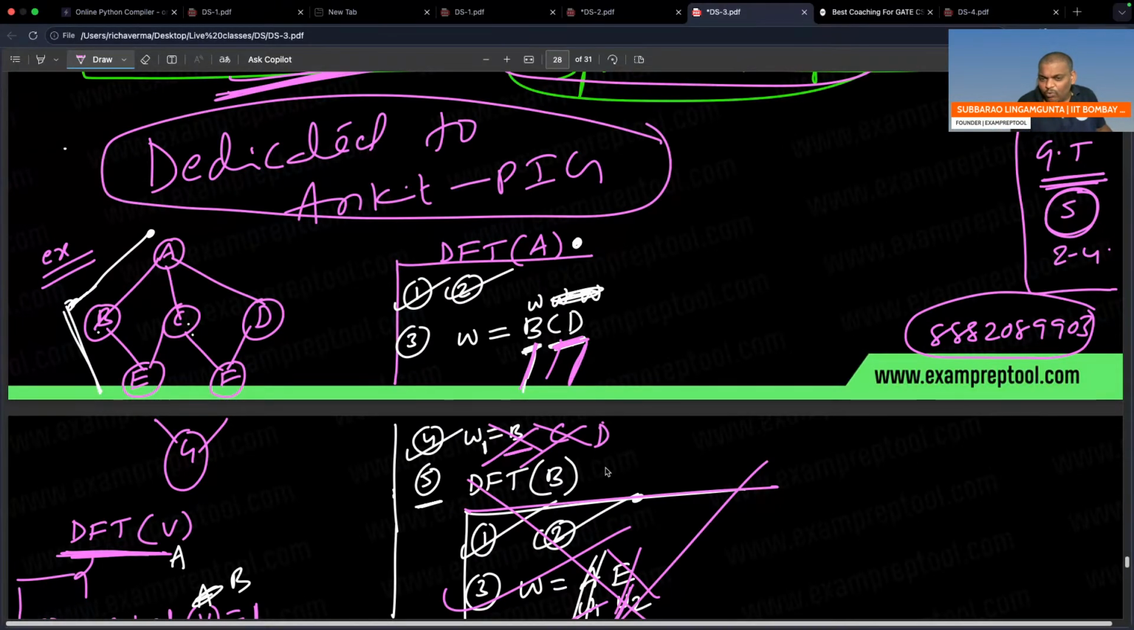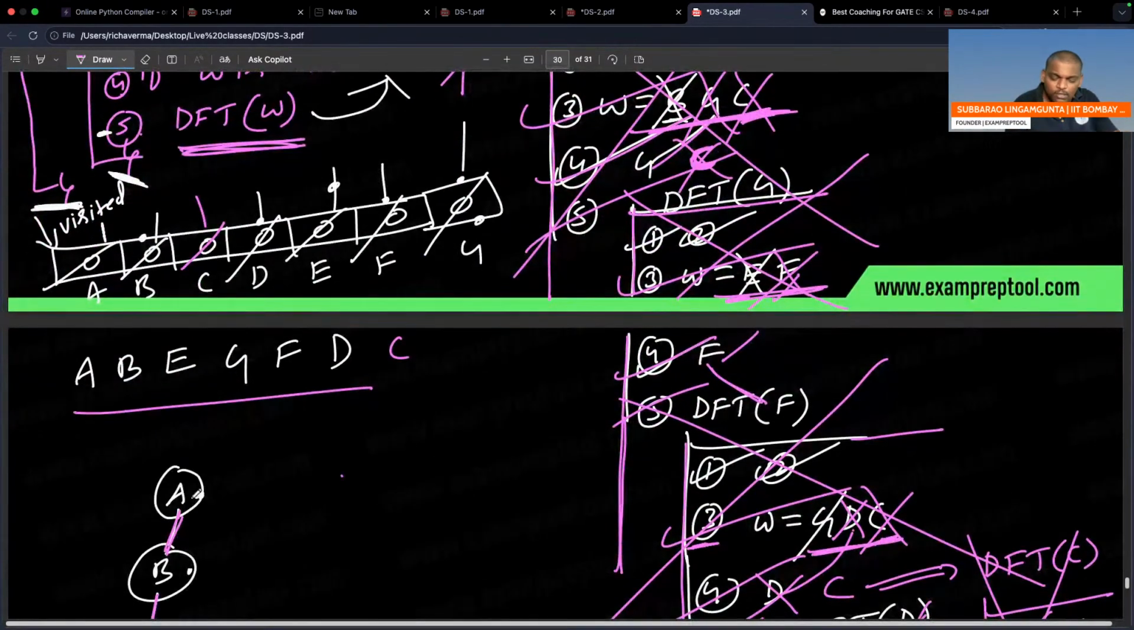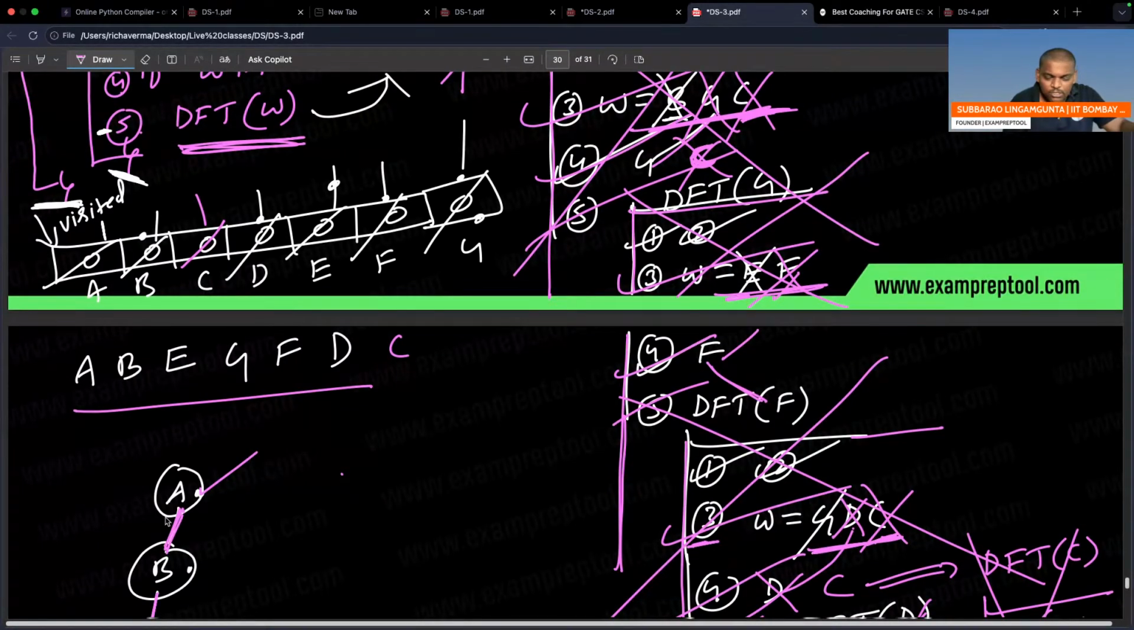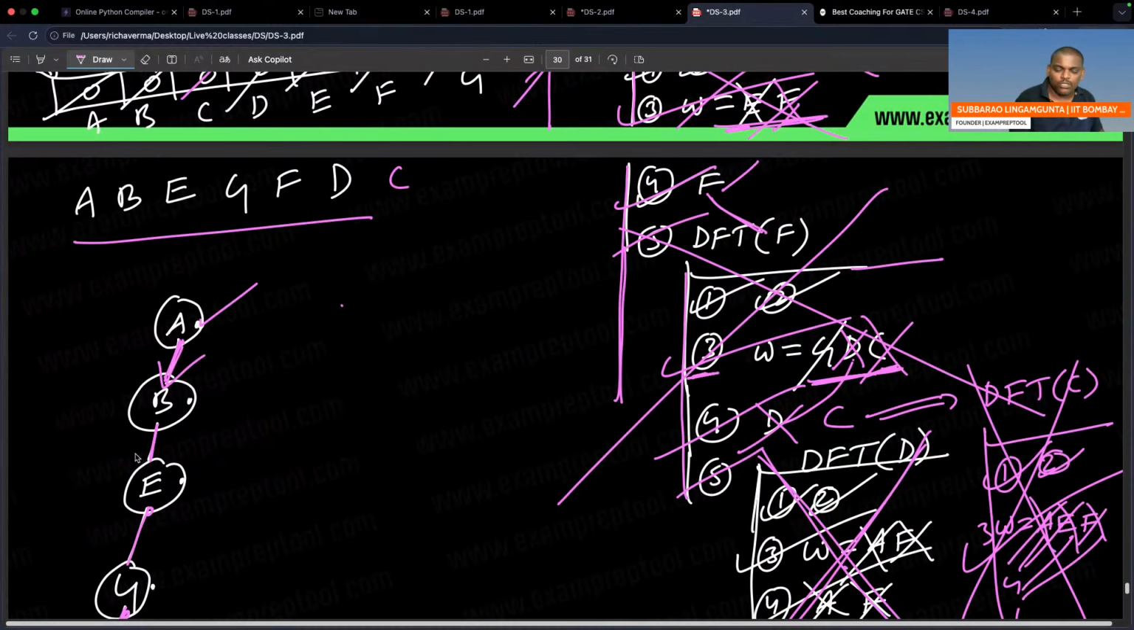Wait, anyhow, we are in the middle. Can you come back now? So these 3 are over, that means this 3 is completed. That means this A is popped out, so this A also popped out. So remember, going like this is push operation. Coming back is pop operation. When you come back, it's a pop operation. So like that. I think you got some rough idea.